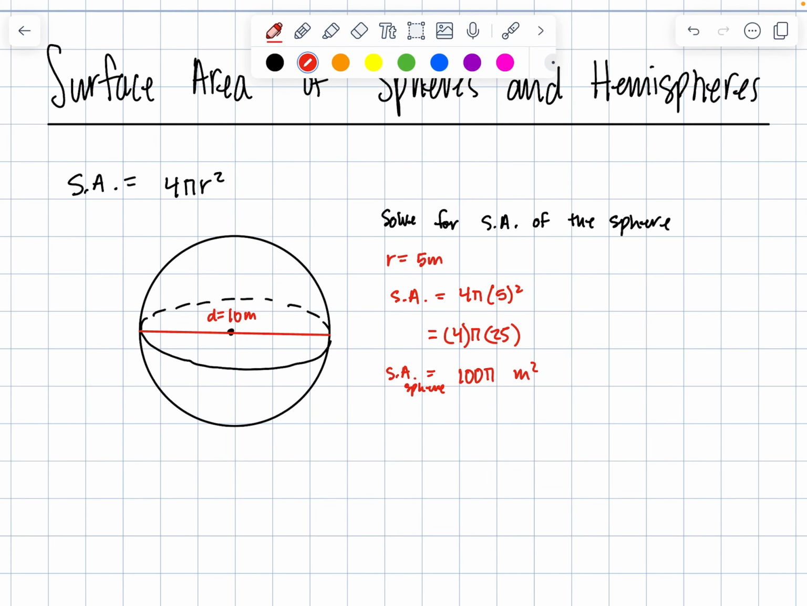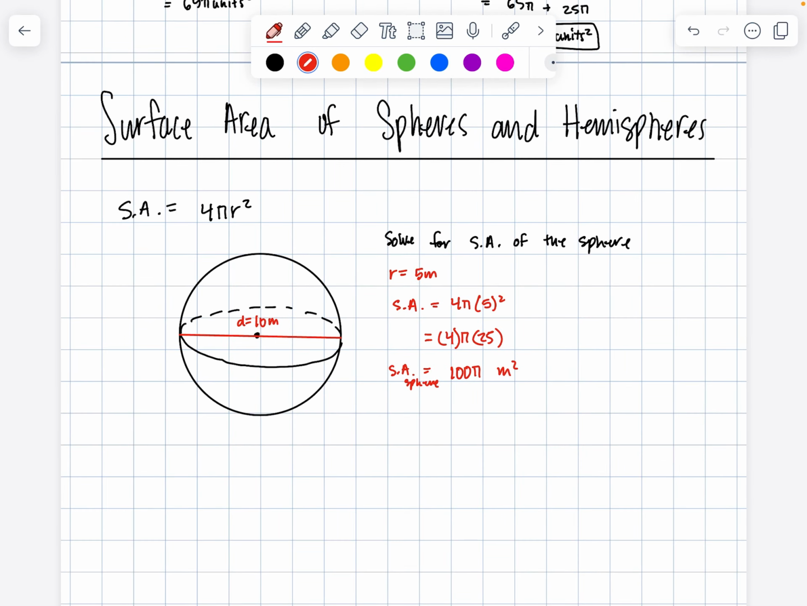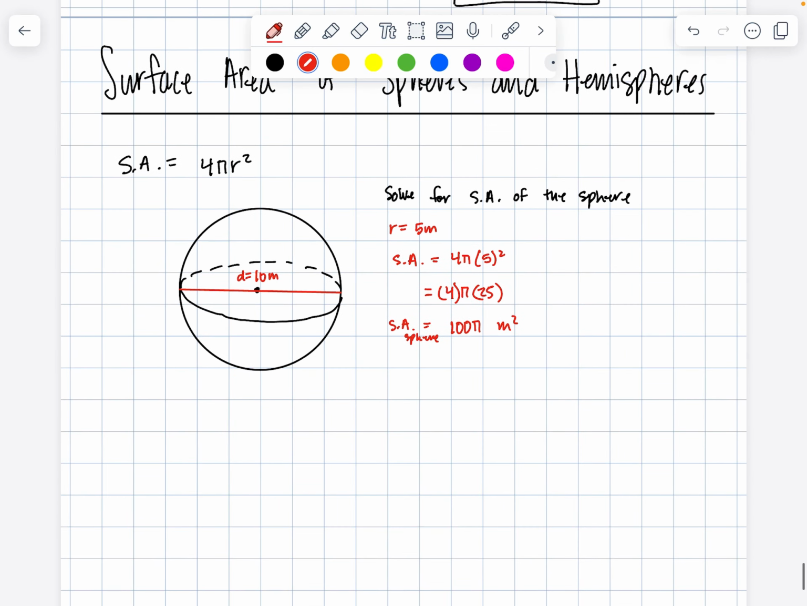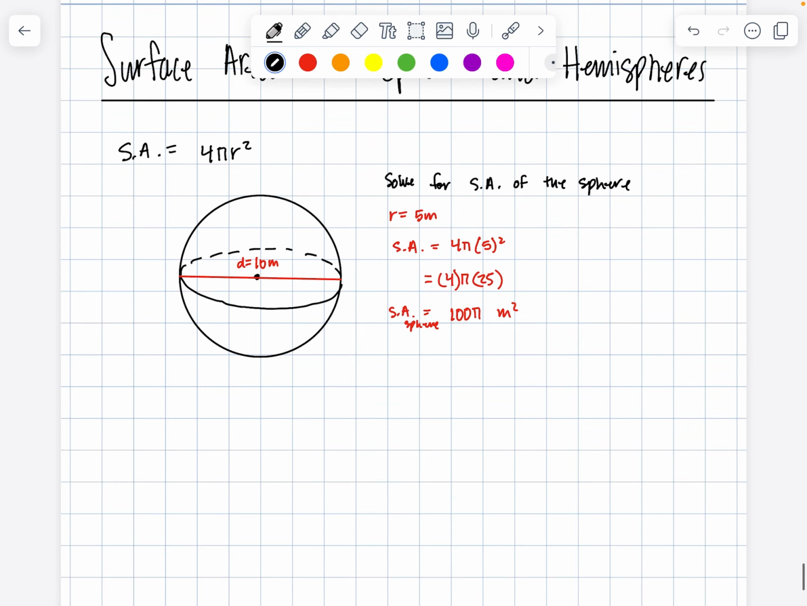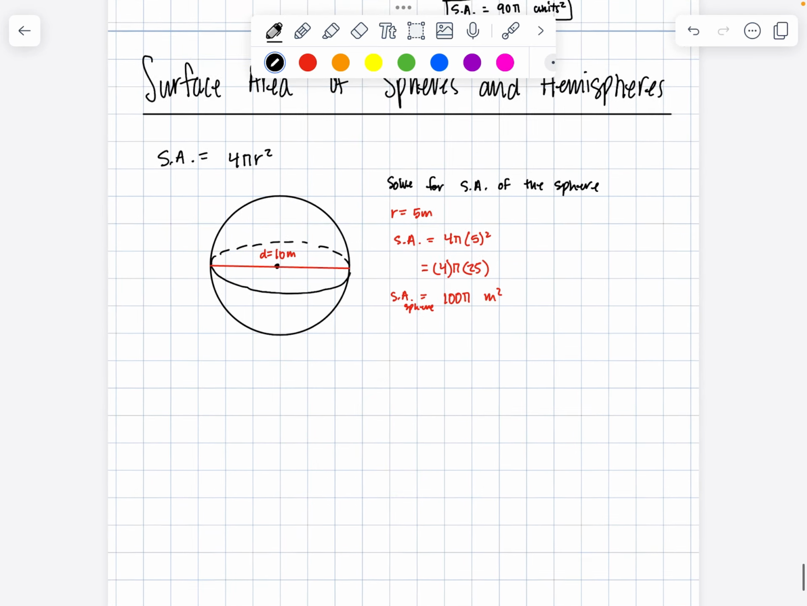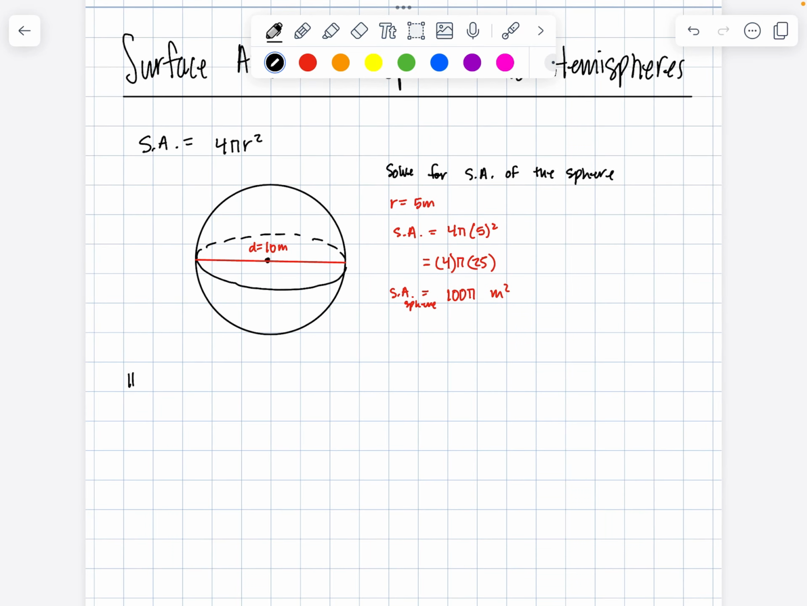So surface area, done. Now, hemispheres are slightly different. It's kind of interesting how this one works, okay? Because if you really think about a hemisphere, it's kind of like a snow globe. A hemisphere is half of a sphere, so let's define it. Hemisphere: a hemisphere is half of a sphere.